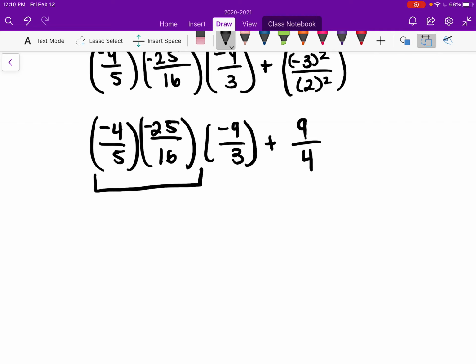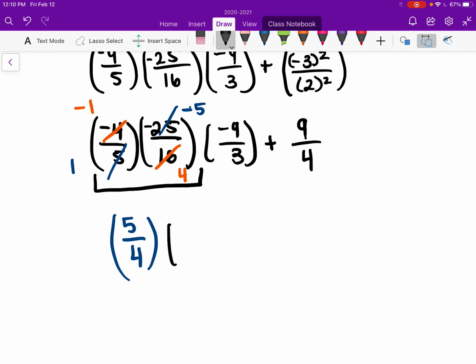So let's do this one first, right? 525, I'm left with negative 25 divided by 5 is negative 5. I'm left with 1 here, 16, and I'm just going to change this to colors, 16 and 14, so I'm left with negative 1 here and 4. So 1 times 4 is going to give me 4. Negative 1 times negative 5 is going to give me positive 5, so I'm left with 5 over 4, multiplied by negative 9 over 3, plus 9 over 4.